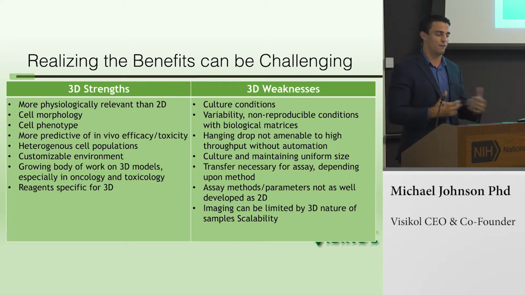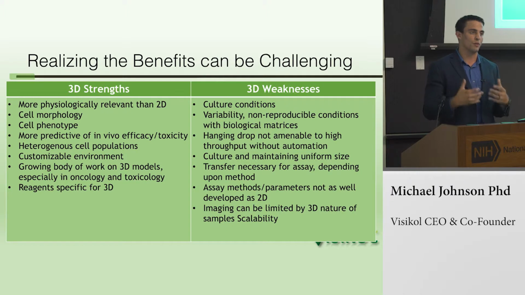Now these are just a list here of a lot of points that came up this morning, but advantages and disadvantages of 3D. So the strengths are the relevance. We're improving the physiological relevance of the model compared to a traditional 2D model. We have the morphology, the cell phenotype. We're getting better predictive power of what's going to happen in vivo in regards to efficacy and toxicity. We have heterogeneous cell populations that better mimic what's going on in the microenvironment within the body.